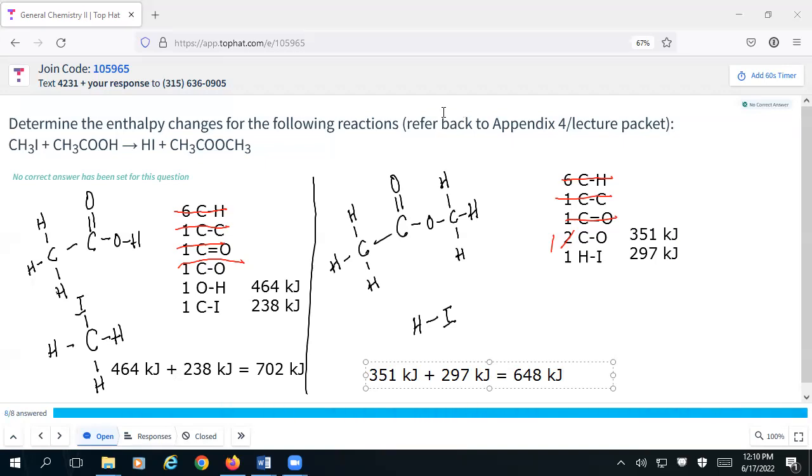So put it all together, delta H, bonds broken, 702 kilojoules, minus bonds formed, 648. And we get 54, positive 54 kilojoules.